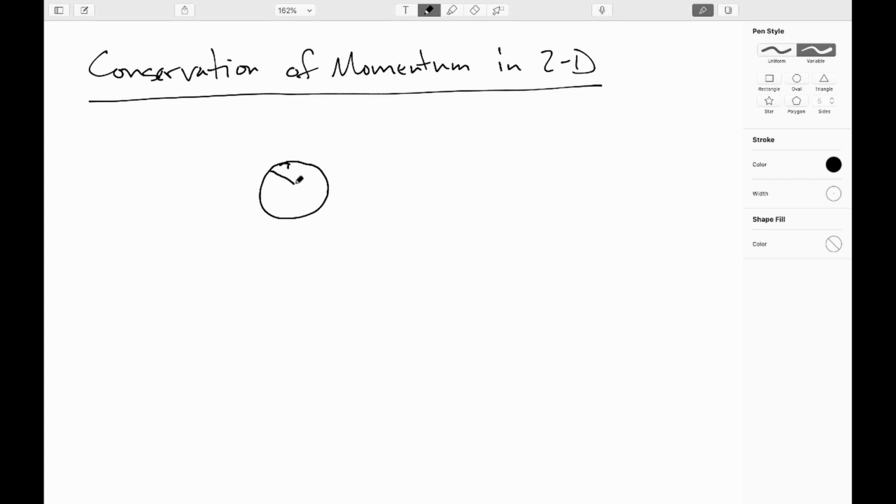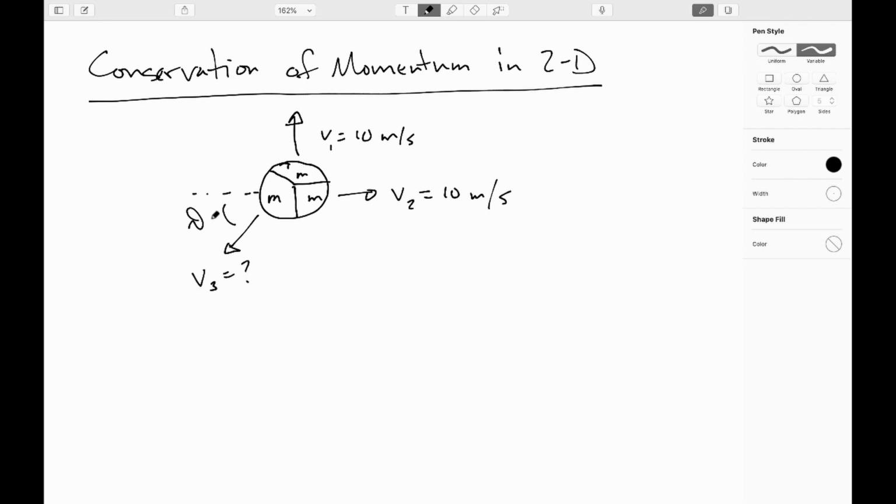So let's say it broke into 3 pieces, and just to make things simple, let's say they're all of equal mass. One piece flies straight to the north at 10 meters per second. One of the pieces flies straight east at 10 meters per second. Let's try to figure out the magnitude and the direction of the velocity of the third piece.